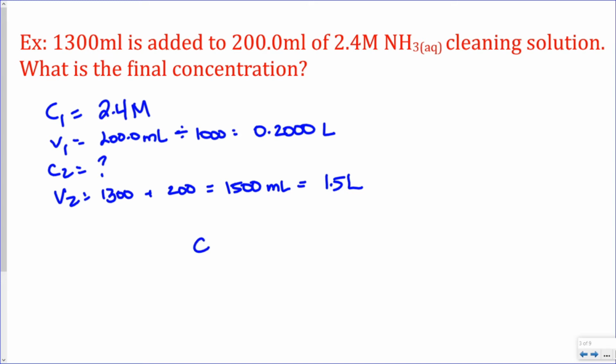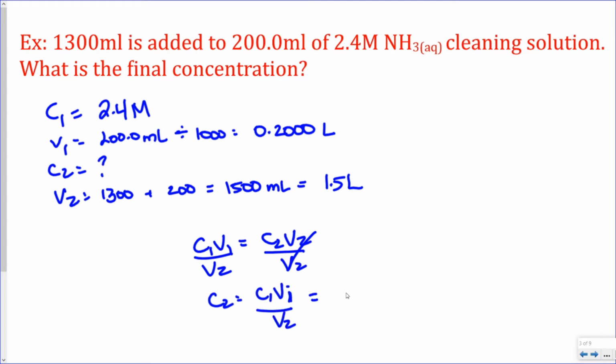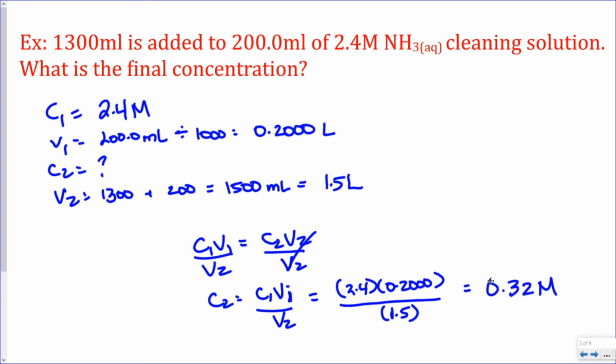So let's plug in our formula. C1V1 equals C2V2. If I want to solve for C2, I'm going to divide this side by V2 and this side by V2. So I'll have C2 equals C1V1 divided by V2. And just plugging stuff in here, we have 2.4 times 0.2000 divided by 1.5. And when I do that, what do I get? I get 0.32 molar solution. And we can just double check, does that make sense? This is a lower concentration than what we started off with, so that probably makes sense. I had 2 significant digits, so I have 2 significant digits here.